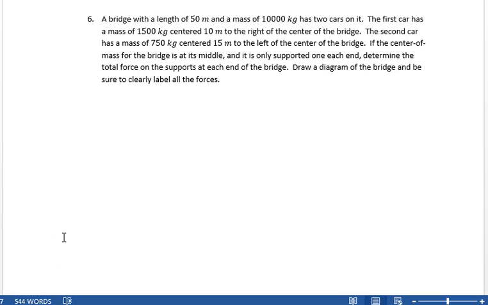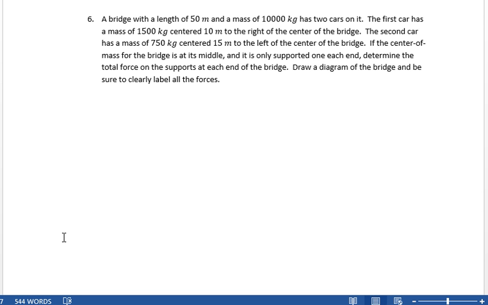Okay, exam 2, problem 6. We have a 50-meter long bridge with a mass of 10,000 kilograms and has two cars on it. The first car has a mass of 1,500 kilograms centered 10 meters to the right of the center of the bridge. The second car has a mass of 750 kilograms centered 15 meters to the left of the center of the bridge.